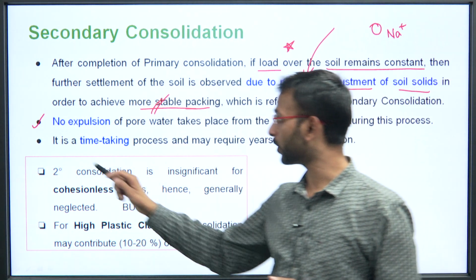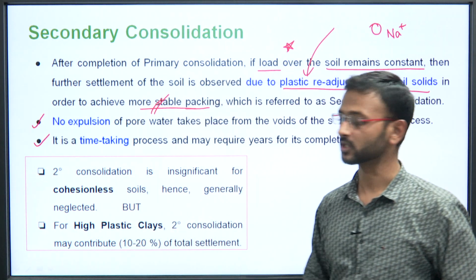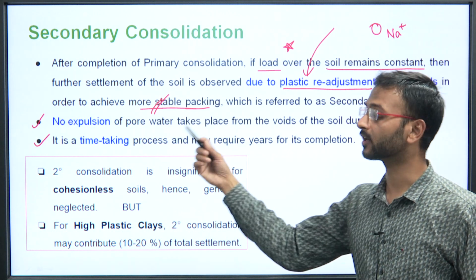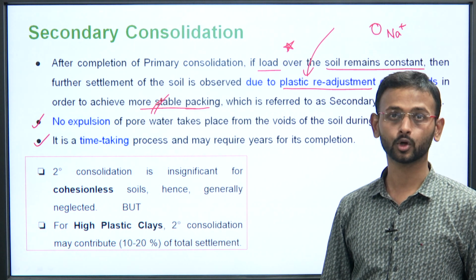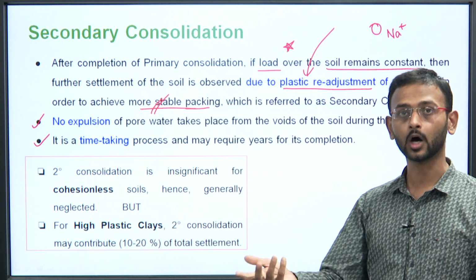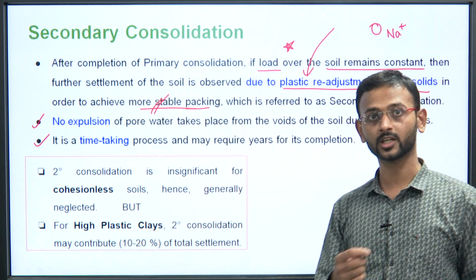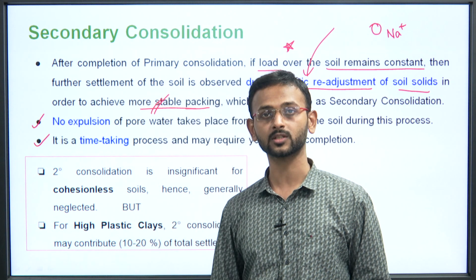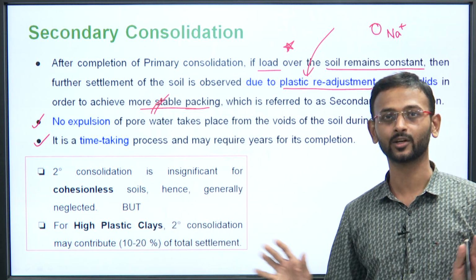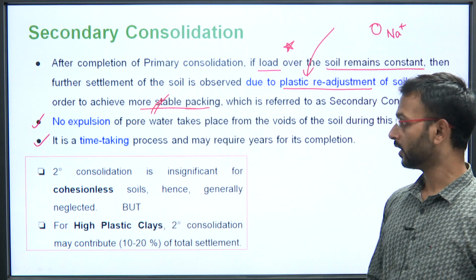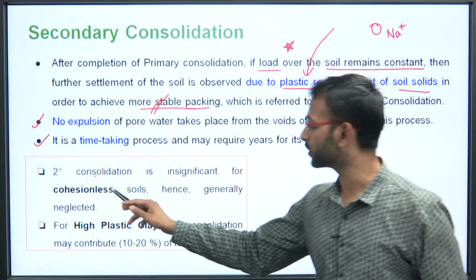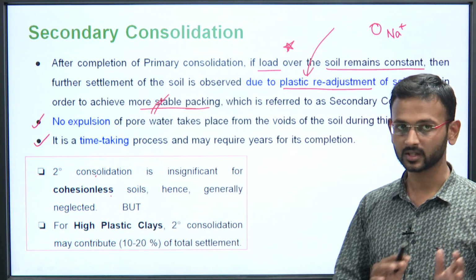And the third very important point here is that it is a time-taking process, which may take multiple years to complete, and you still cannot say when it is complete, because you cannot go and see the plastic readjustment, how much it has been completed. How can you tell that the plastic readjustment has been completed? There is no fixed way that you can pinpoint the point at which secondary consolidation has been completed. Now, understand one more thing: secondary consolidation is insignificant for cohesionless soils, hence it is generally neglected.